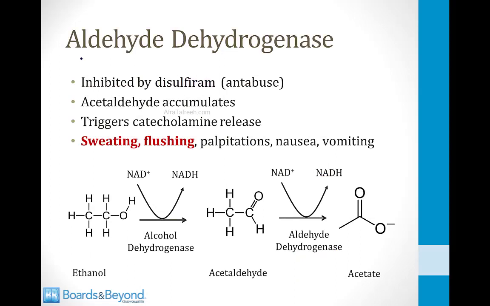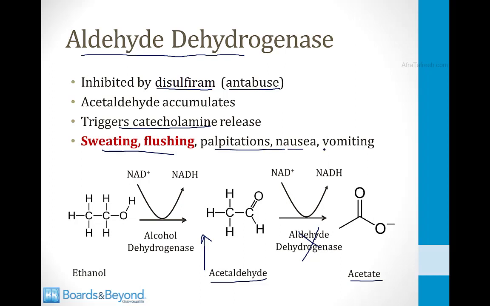The enzyme that catalyzes the second step in the metabolism of ethanol is called aldehyde dehydrogenase. This catalyzes the conversion of acetaldehyde into acetate, and there is a drug that inhibits aldehyde dehydrogenase called disulfiram. It also goes by the name antabuse, and this is given to alcoholics in an attempt to limit their abuse of alcohol. If you inhibit aldehyde dehydrogenase and then the patient consumes alcohol, levels of acetaldehyde in the plasma will rise. And it turns out that acetaldehyde can trigger catecholamine release. As a result, patients who consume alcohol when they're on disulfiram develop sweating and flushing and palpitations and nausea and vomiting.